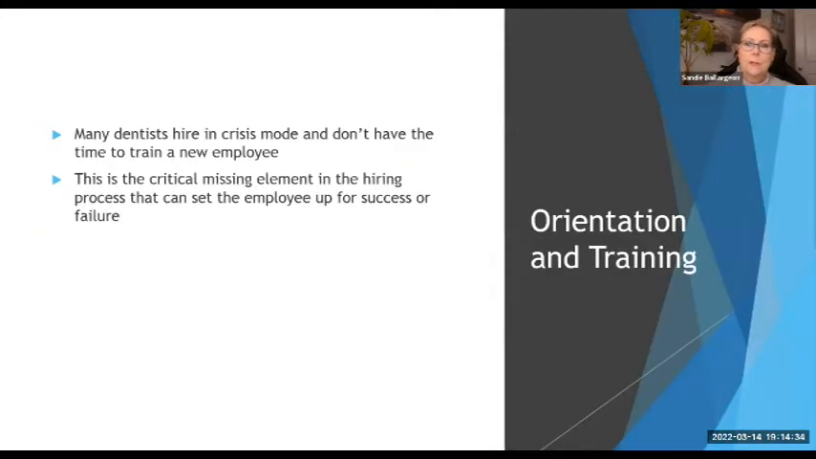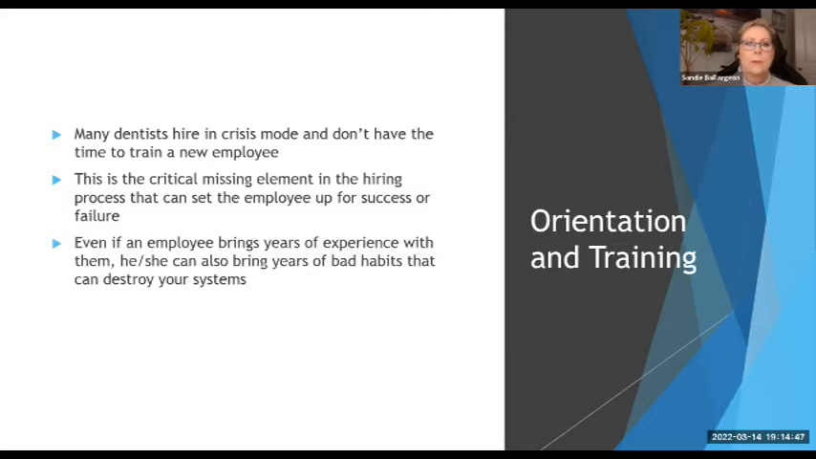Many dentists hire in crisis mode, which is certainly the case right now. So the critical missing element in the hiring process can set your employees up for either success or failure, unless they're provided with the right time, training, tools, and support. Even if the employee brings years of experience, and I've seen this happen so many times, they can really mess up your systems. I'm just going to give you an example.